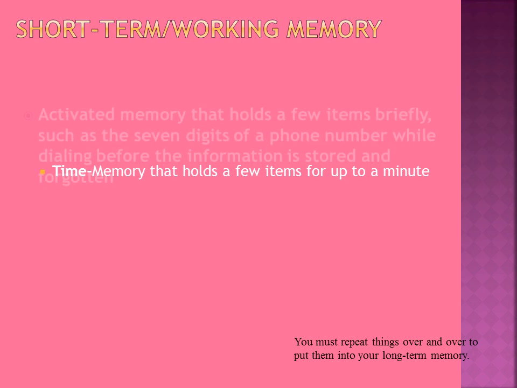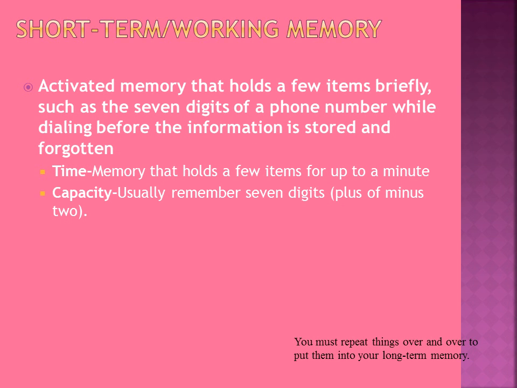We then move to short-term memory. Okay, it's activated memory that holds a few items briefly, such as the 7 digits of a phone number while dialing, before the information is stored or forgotten. So short-term memory is that short amount of time that you're able to remember an item. Usually we can remember 7 items. In time, you only hold items for up to a minute. In capacity, usually you remember 7 digits, plus or minus 2, they say.